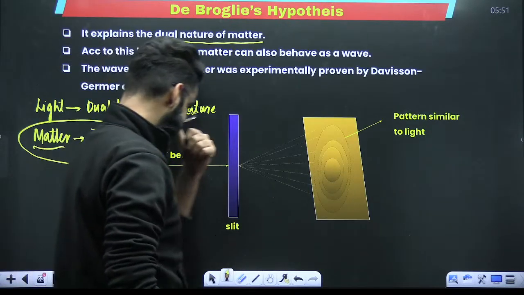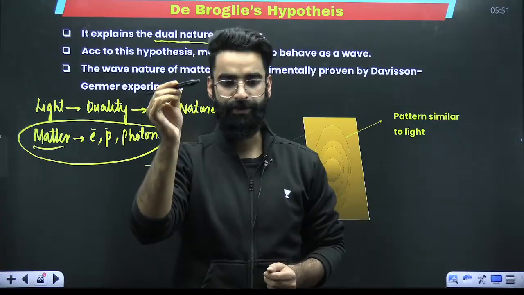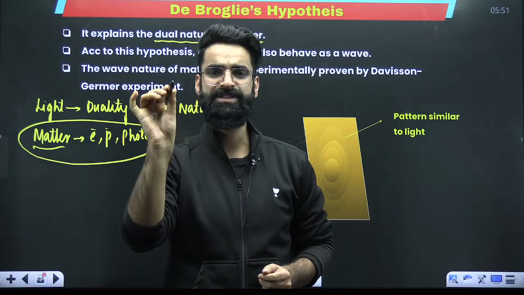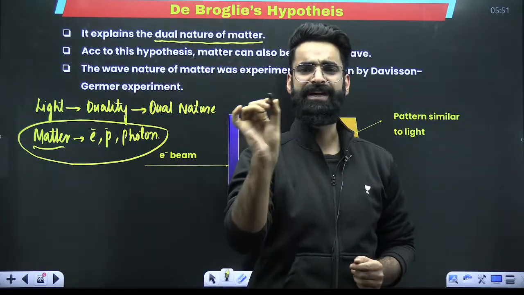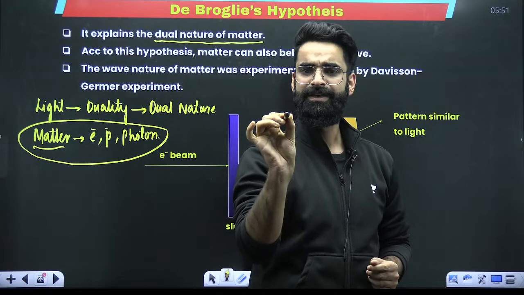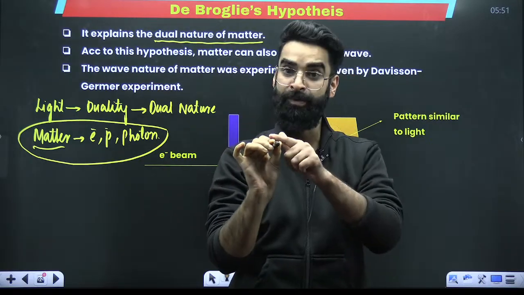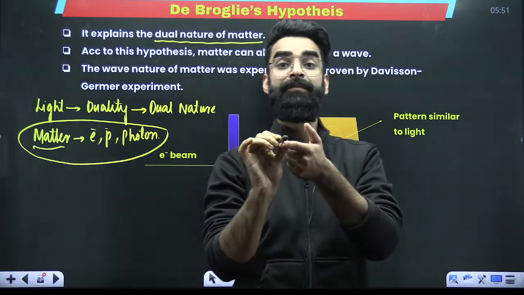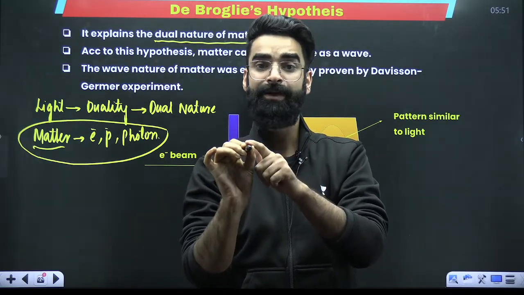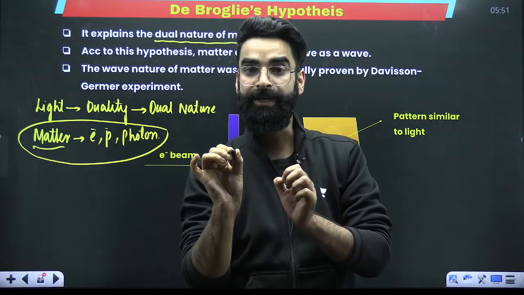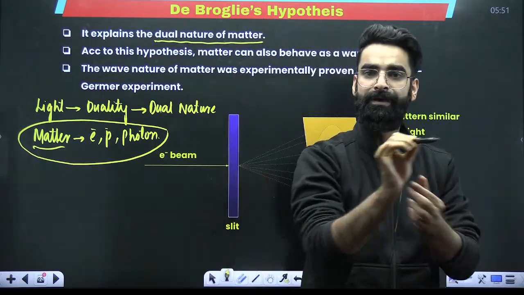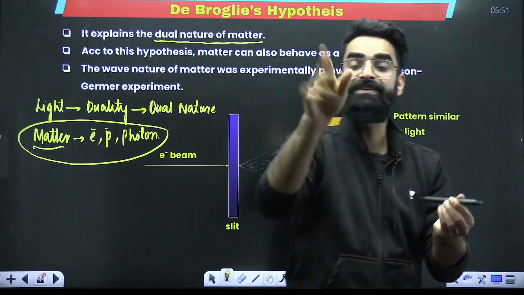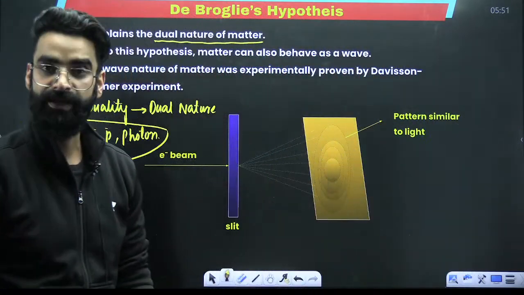For example, this is the marker. This marker has got some mass, and it is moving with some velocity. So it has got mass, it has got velocity, it has got linear momentum. Linear momentum is the characteristic of a particle. Now, as per de Broglie, if this marker is moving, there will be a wave associated with it.